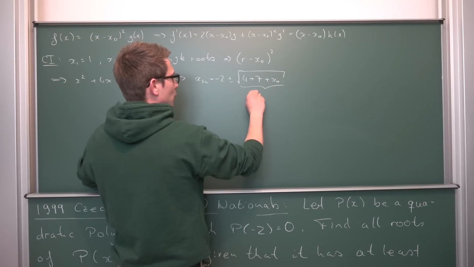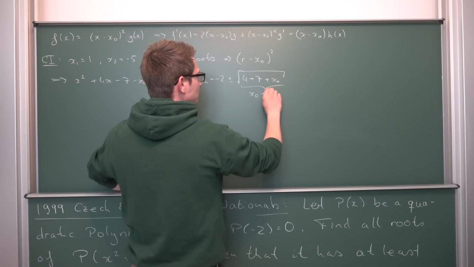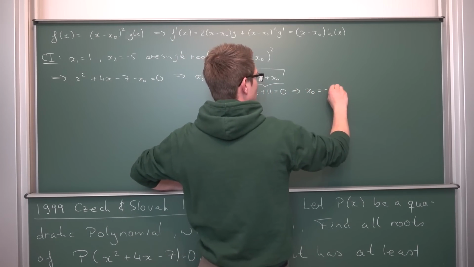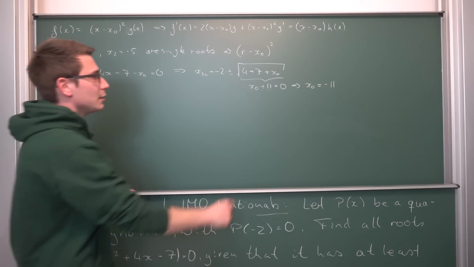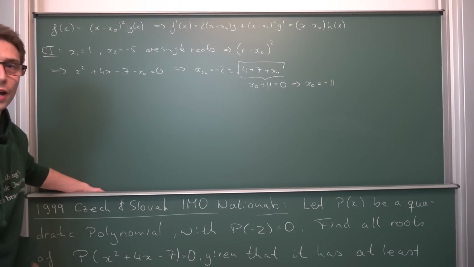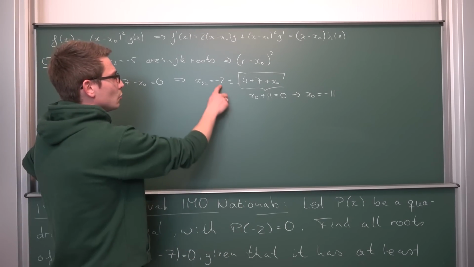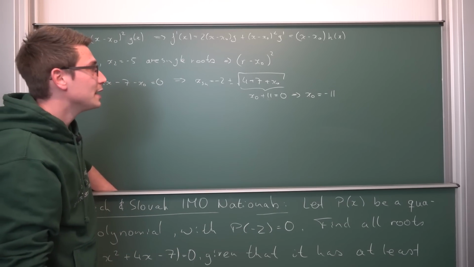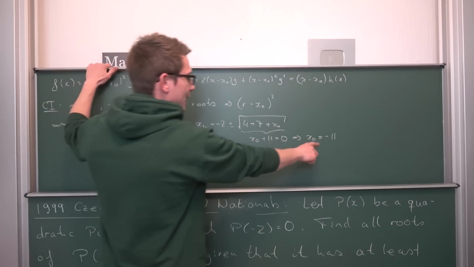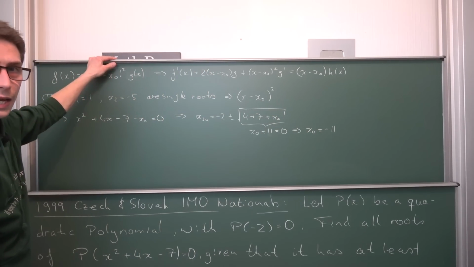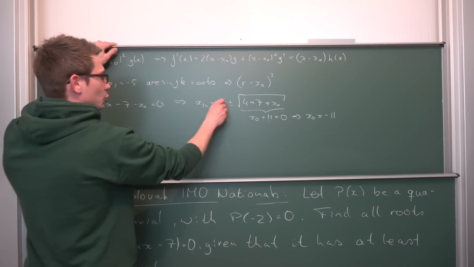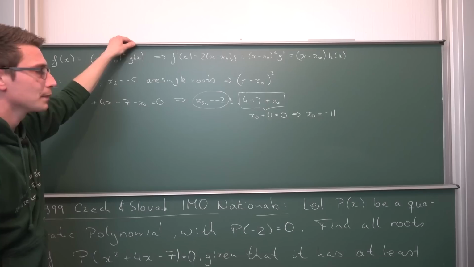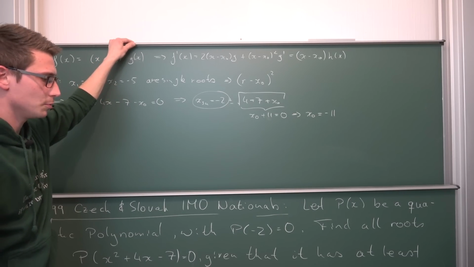Meaning we want this to be equal to 0. x naught plus 11 is equal to 0. Or in other words, we want to have x naught equal to negative 11. Meaning, if this is the case, then we are going to have double roots. And those double roots are going to lie exactly at, in our case, negative 2. This is when we can plug in our negative 11 into our x naught, and then we are basically done. Meaning our double roots are going to be at exactly negative 2.